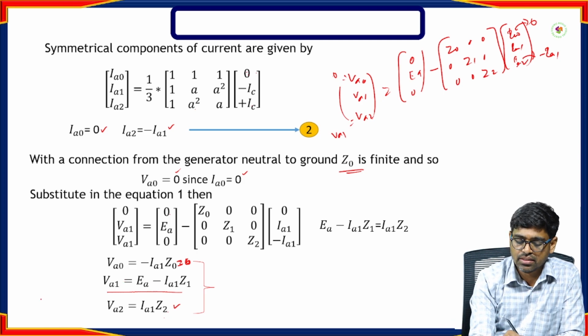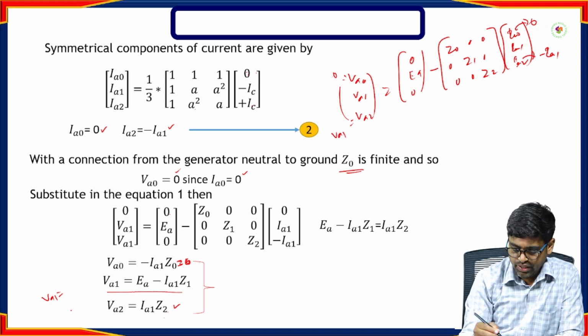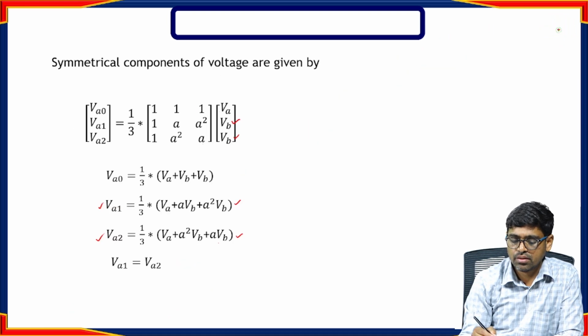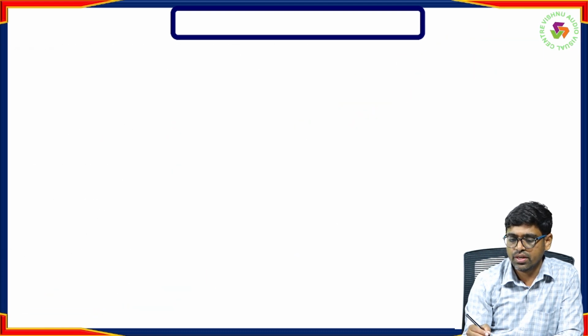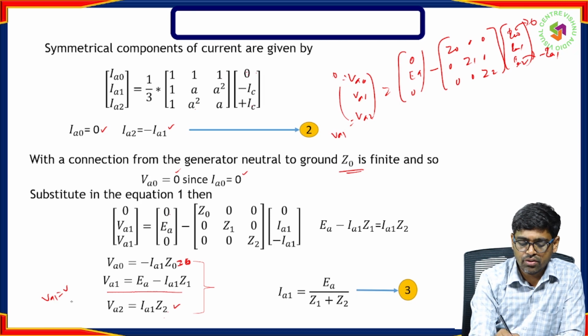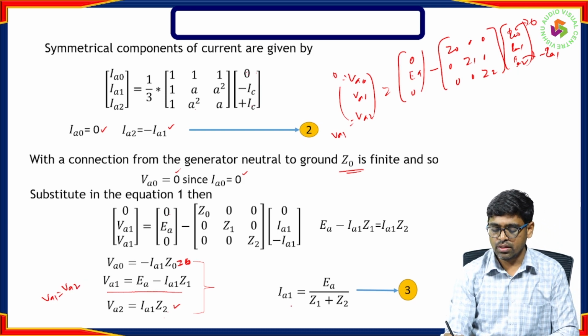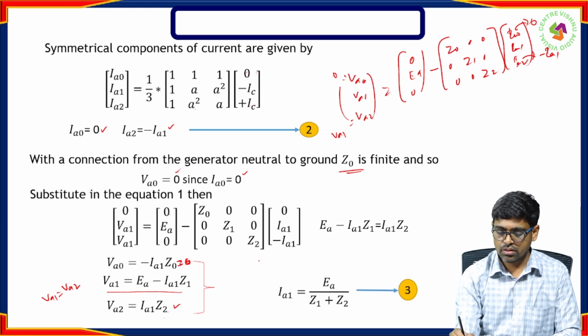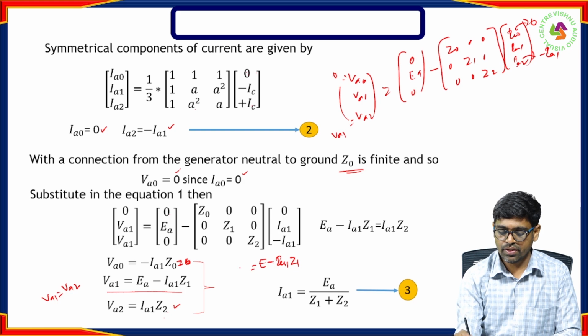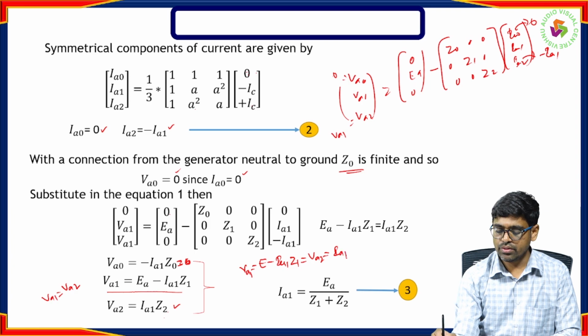So we have the relation VA1 equal to VA2. If you substitute, then EA minus IA1 into Z1 is the VA1, and that is equal to VA2, which is equal to IA1 into Z2.